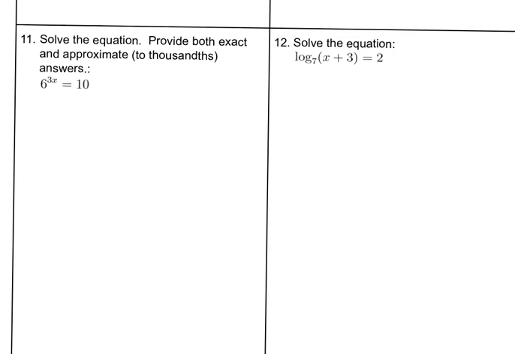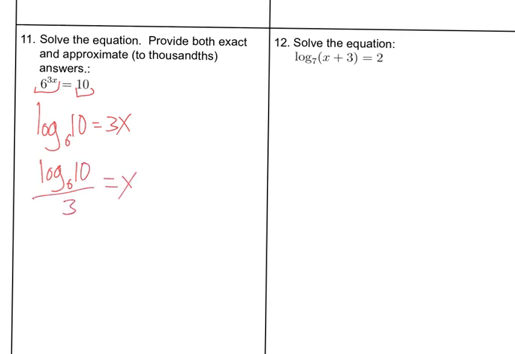For the next one, we've got to solve this equation. We're asked to provide both an exact and an approximate answer. I don't have a calculator in front of me that lets me do that well, so I'm just going to give you an exact answer, and you can calculate that on your own pretty easily. So the first thing I notice is that I already have my exponential thing by itself, so I'm going to convert this to log form. This is going to be log base 6 of my argument, which is going to be 10, is equal to my exponent, 3x. Finishing this up, we get log base 6 of 10 divided by 3 is equal to x, and that's our final answer.